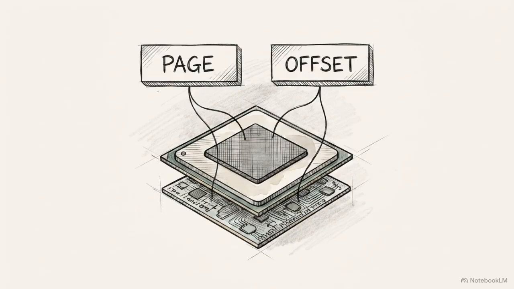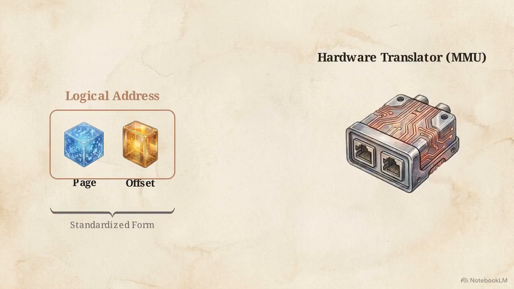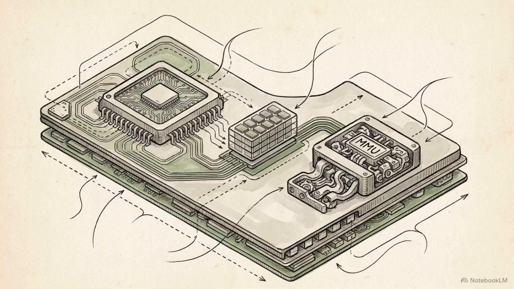Natively, the CPU only understands these logical pages and offsets. It knows absolutely nothing about physical hardware frames. Standardizing all memory requests into this strict two-part structure provides the mathematical baseline required to make hardware translation possible. That separated logical address now physically enters the Memory Management Unit.